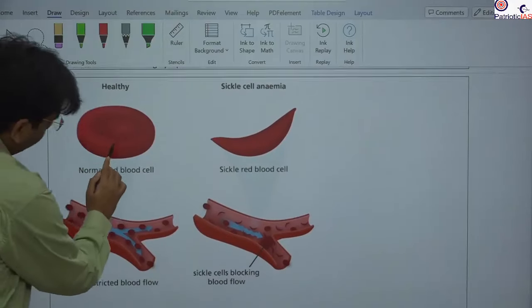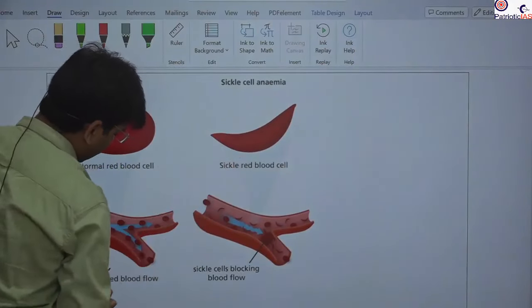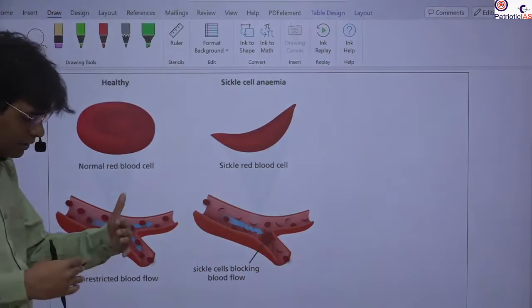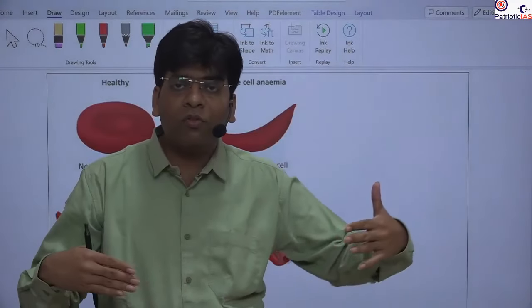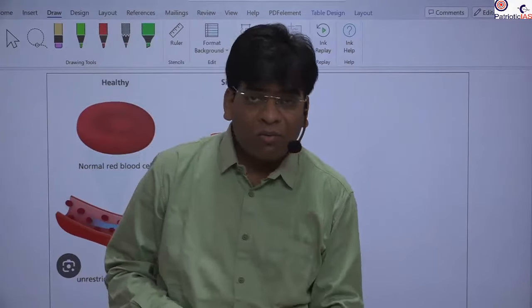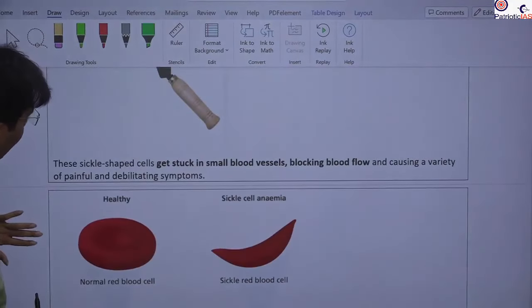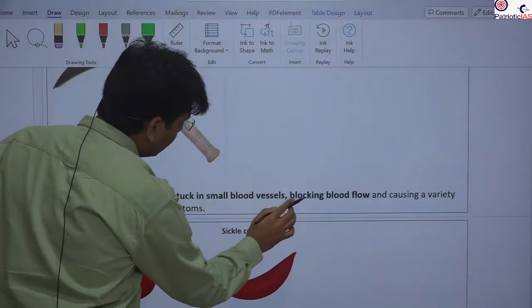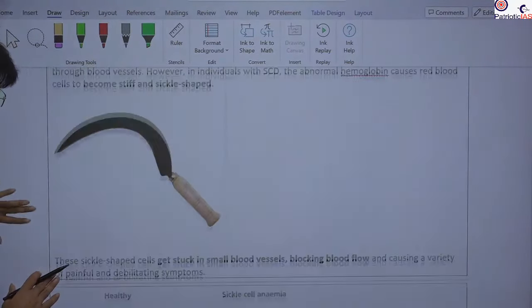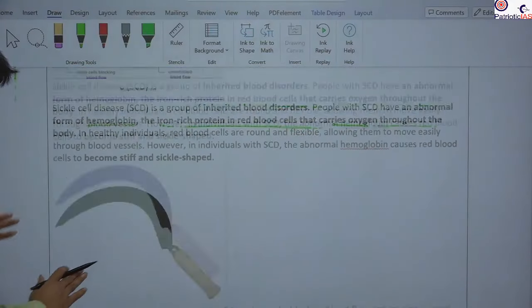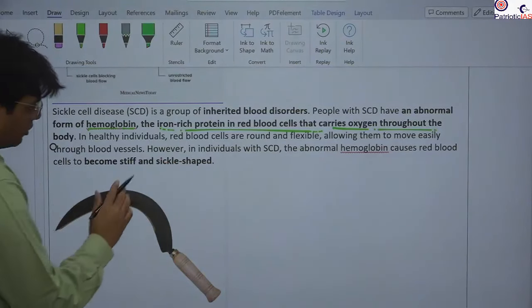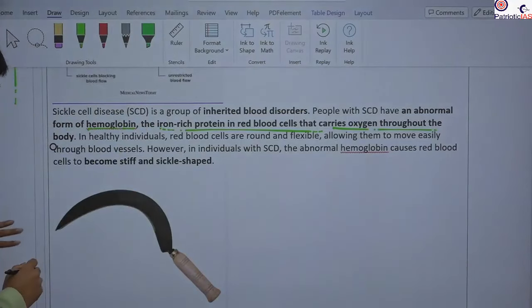From round, this is the normal cell, this is the sickle cell, and if it becomes like this, there is clogging, and if it clogs, there is obstruction in the flow of the blood, and if the blood is not flowing in the proper manner, there will be a lot of pain. The pain will be very high if it gets stuck in a small blood vessel and blocks the blood flow. You should know how this works. Hemoglobin abnormality causes the red blood cells to become stiff and sickle shaped. So please remember this thing.